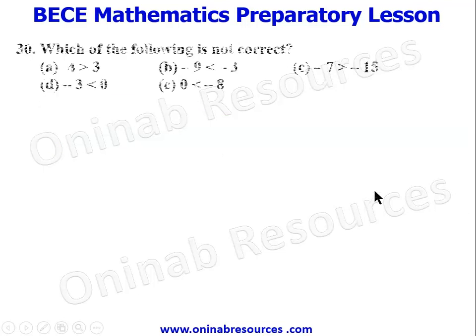So we go to problem 30. Which of the following is not correct? 4 greater than 3, correct. Negative 9 less than negative 3, that's correct. Negative 7 greater than negative 15, that's correct. Negative 3 less than 0, yes. E, 0 less than negative 3, no. The option here is E. E is not correct. And this is the end of this part.